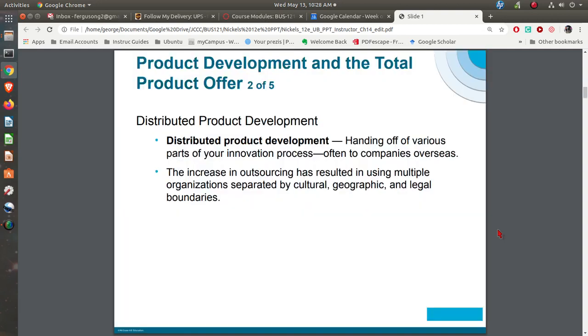In product development, you may do distributed product development. In other words, you're having different companies help you with your innovation and development process. And a lot of it is going to companies overseas because of the cost that goes along with it.